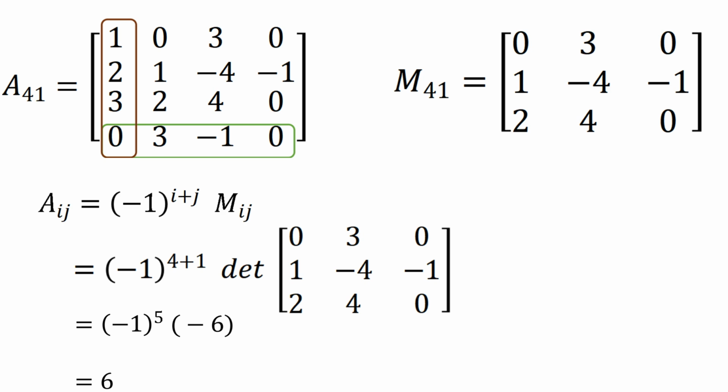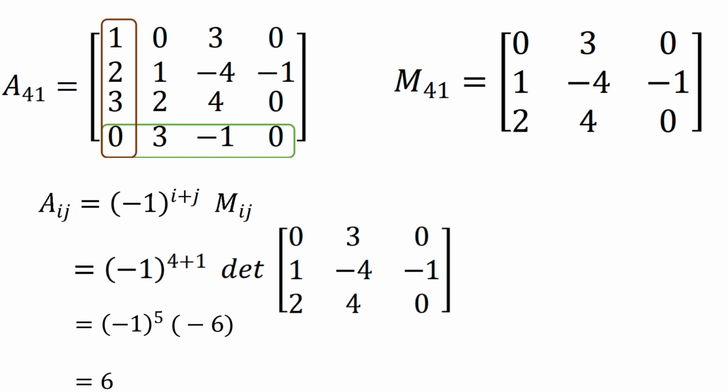So negative 1 raised to 4 plus 1, since our i is 4 and j is 1, that is column 1, and M sub ij is the determinant of our matrix. By applying the determinant, we have arrived at this solution. So negative 1 raised to 5 times negative 6, and that is 6.